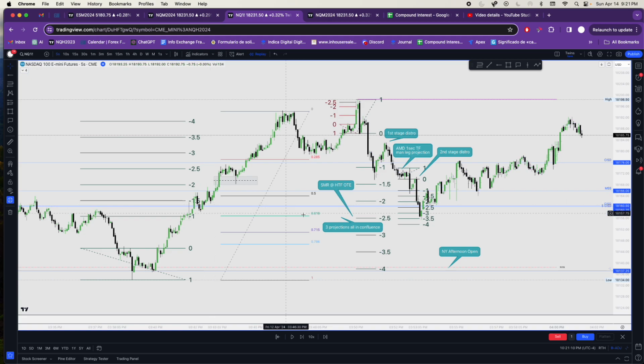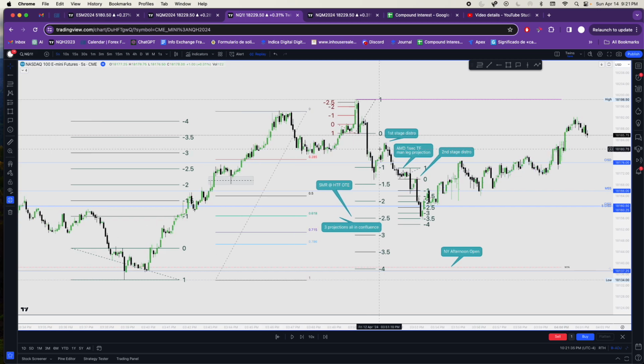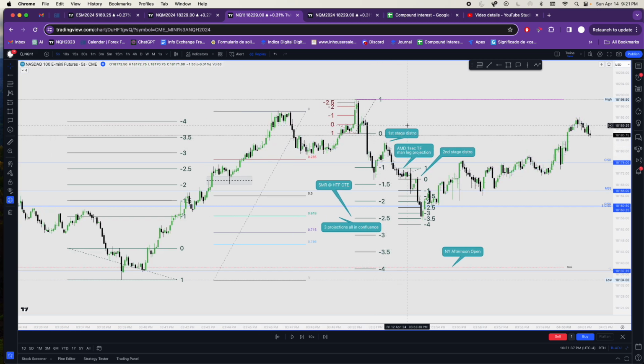All right. This change of state delivery, 5-minute change of state delivery, that's from way back, and these were bearish. So here we have one. This will be our retracement leg. 1.5. We get a retracement into this fair value gap, and this is our stage one distro.